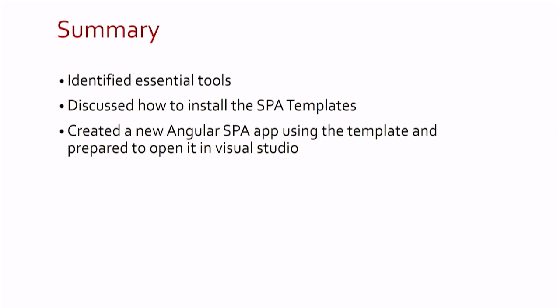So what we've just briefly run through is a couple of essential tools, such as Visual Studio 2017 and Node. We've discussed briefly how to install the SPA template, and then we've demonstrated the creation of a SPA template, and we're in the process of preparing it for opening in Visual Studio. What we're now going to look at is how we can take the application that's been created for us and remove some of the components that we don't necessarily need if we're building our own application.